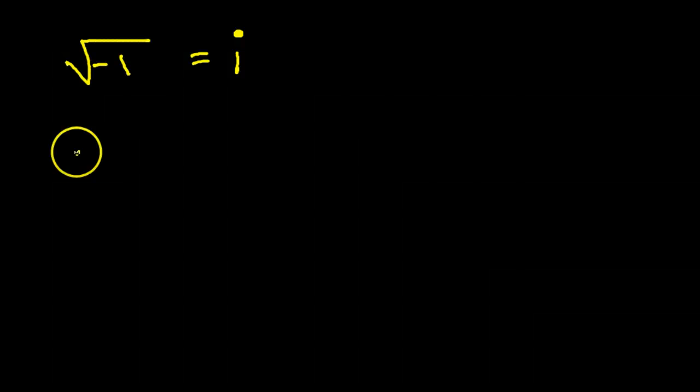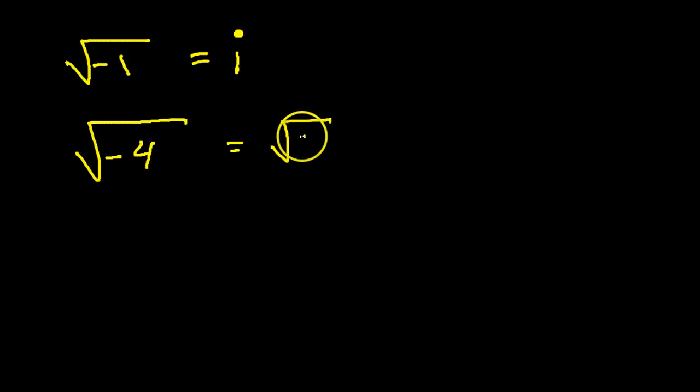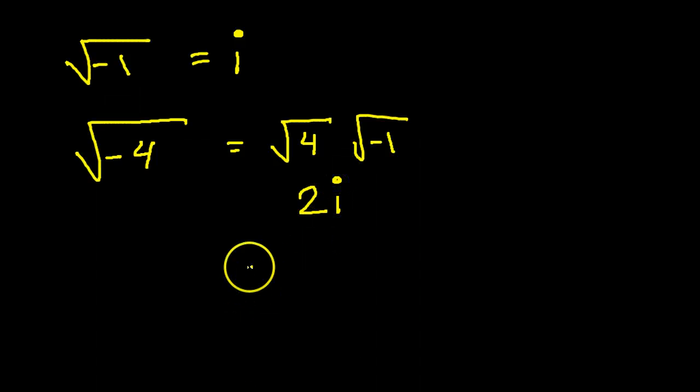With that in mind, if you take the square root of a negative number, which normally you couldn't do, now there's a way you can simplify it. For example, the square root of -4 is the square root of 4 times the square root of -1, since 4 times -1 is -4. The square root of 4 is 2 and the square root of -1 is i. So that would give you 2i.